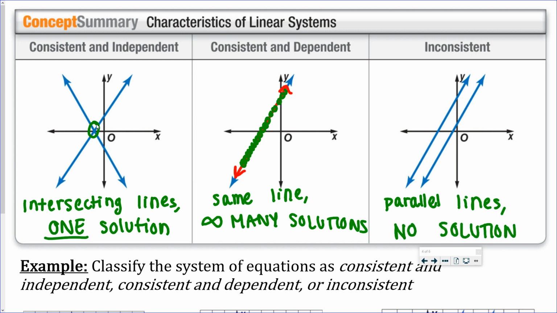Perhaps the new vocab for you would be these words. Consistent means we have a solution. So we either have one solution, that's consistent and independent, or we have infinitely many, that's consistent and dependent. How I remember that is if you have 2 lines lying on top of each other, that top one's kind of depending on the bottom one to hold itself up, right? If I were to move this line, that line would fall. So when they're right on top of each other, they're dependent on each other. That's how I remember it. And then if there's no solution, we just call that an inconsistent system.